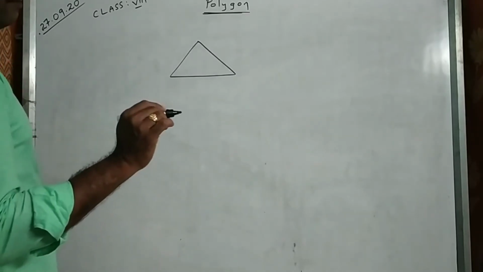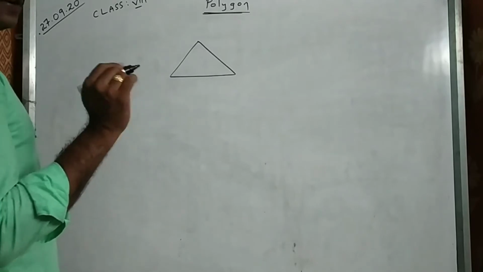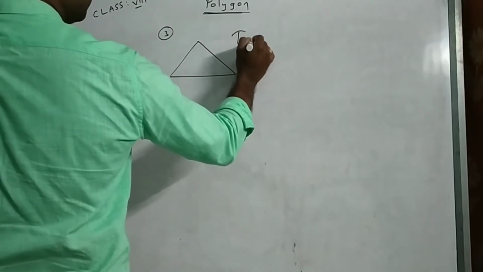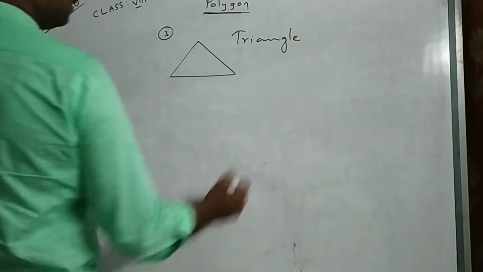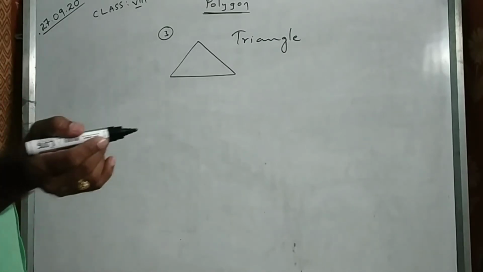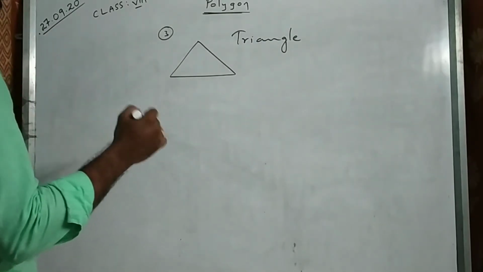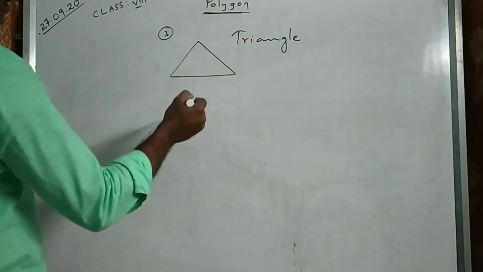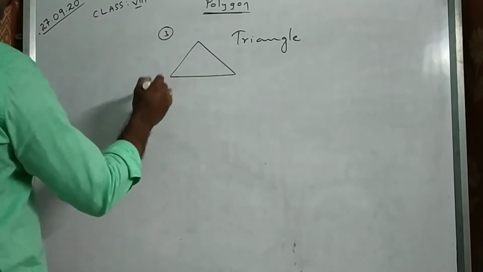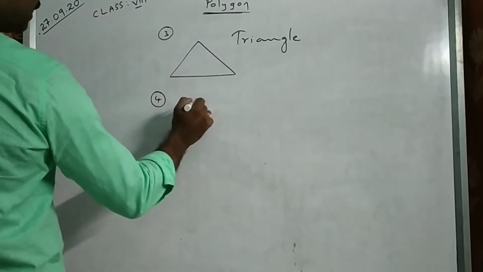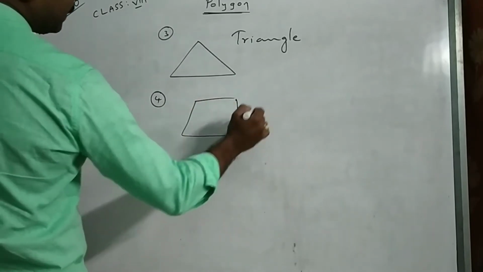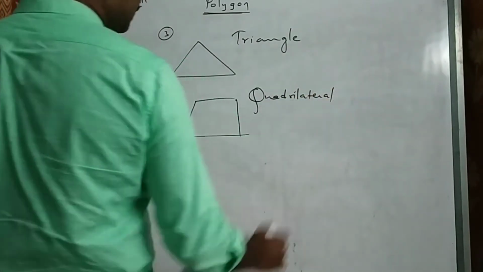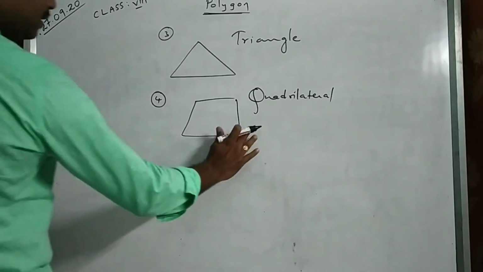So we need to have minimum 3 line segments. Start from 3 only. If 3 line segments are there, we say that it is a triangle. Clear? Minimum 3 sides should be there. To form a closed figure, 3 line segments, that is a polygon, and a triangle is one type of polygon with 3 sides. Suppose if there are 4 sides, what happens? That is called a quadrilateral. If there are 4 sides, we say that it is a quadrilateral.